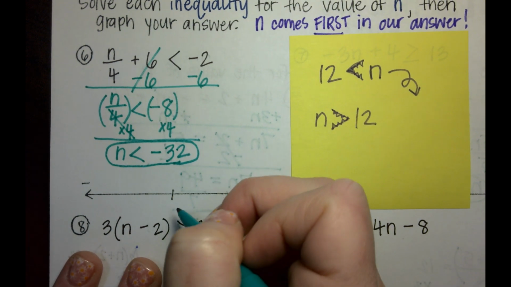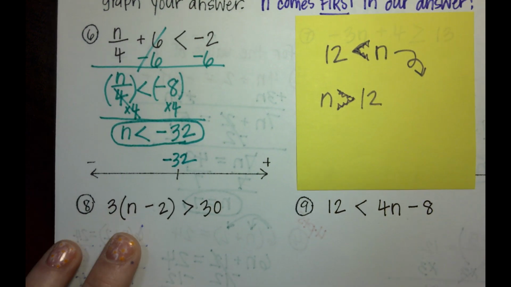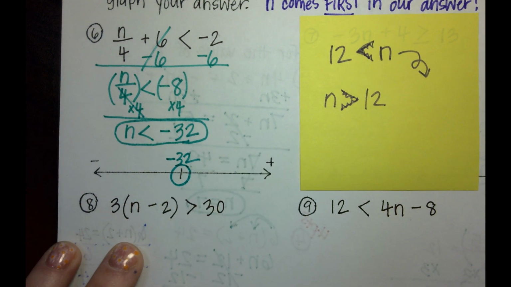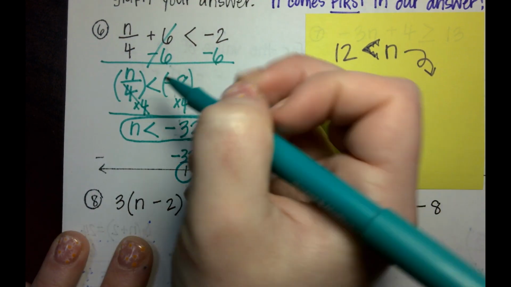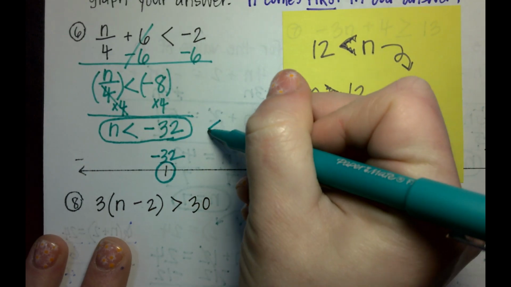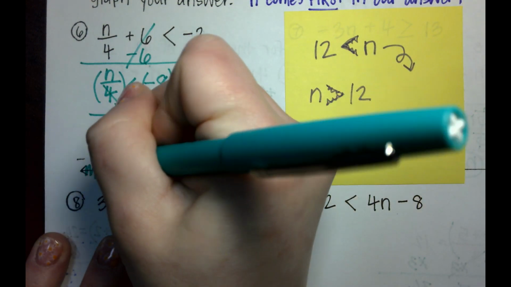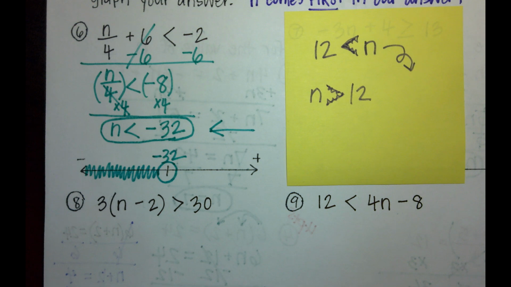Yes, let's put our number, negative 32. Open circle, very good. And what direction do I shade? Left. To the left. We have less than. Also remember that our sign makes an arrow that points in the direction we're shading, to the left. There we go, very good.